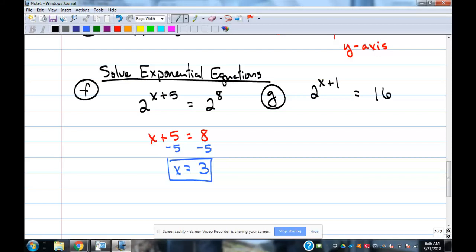Here we have 2 to the x plus 1 is equal to 16. 16 is what? 2 to the 4th power. We can change 16 into 2 to a power. So 2 to the x plus 1 equals 2 to the 4th power. And then, oh, now the bases are the same. I've got another easy equation to solve. x plus 1 equals 4. I solve that. x equals 3 again.